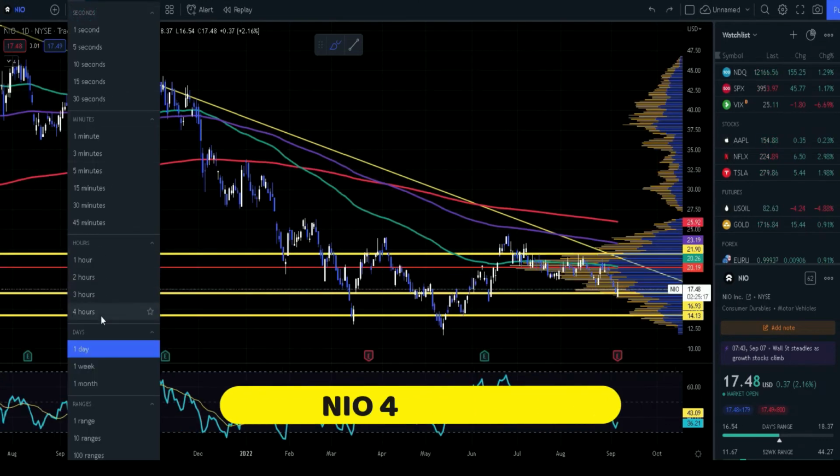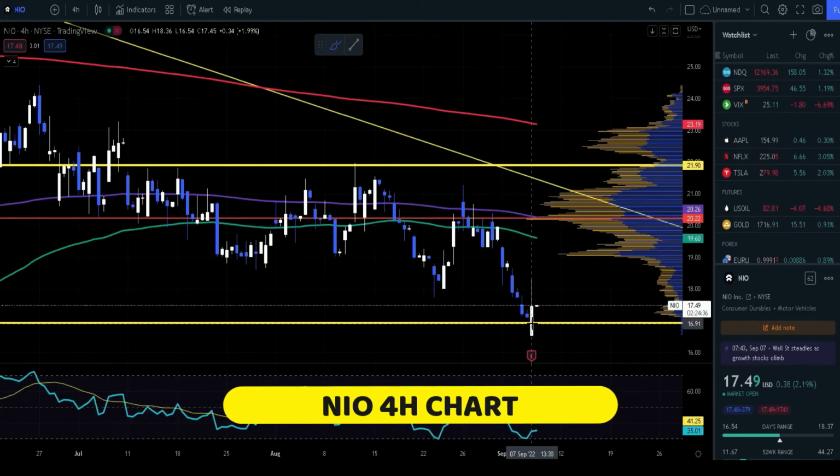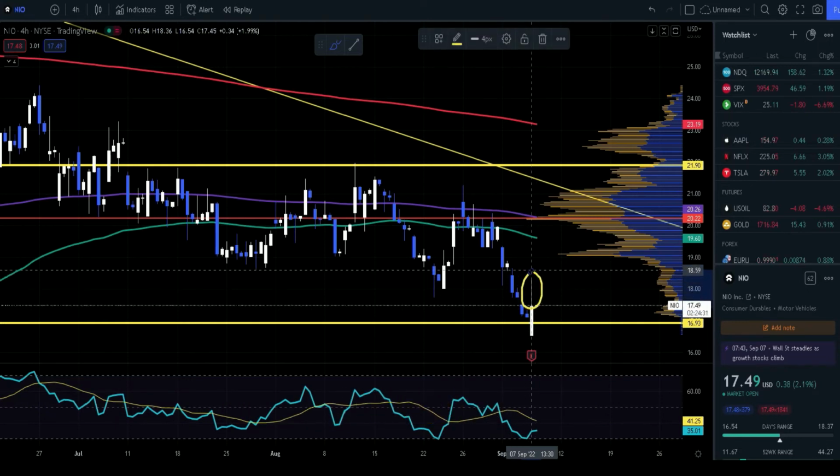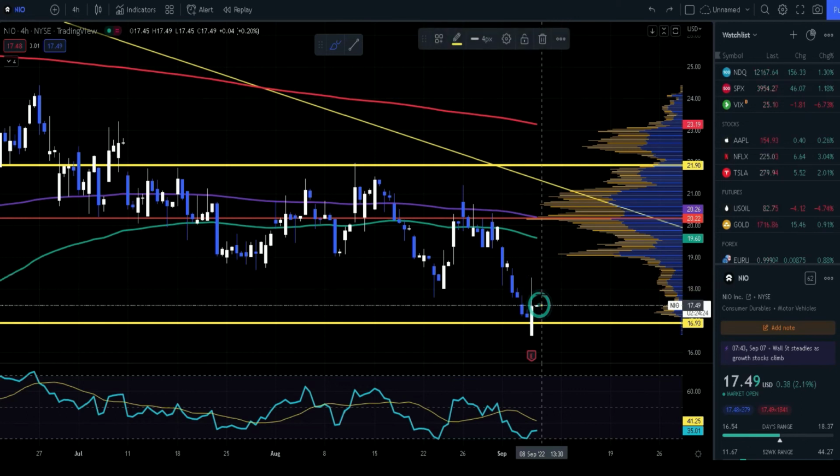Quickly heading over to the 4-hour chart. Once again we can see price is trying to pump from here, but we got a big wick showing that sellers immediately entered the market, and price is finding it a little bit difficult to go up. But in case it goes up in the short run, we can see again this area of 19.5 to $20 is where we might find strong resistance.